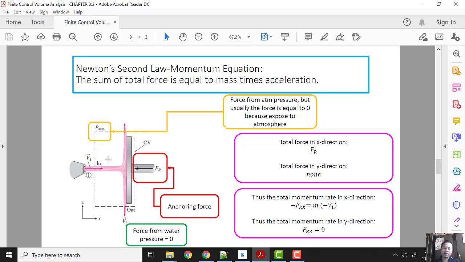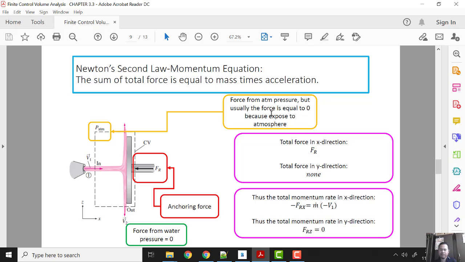Here we have a water jet. The water diffuses from the nozzle. The dot here is your control volume, the area that you're interested in studying. On the outside, the water jet is diffused to the atmosphere, PATM. So we consider the pressure involved in this problem to be equal to 0, since it is diffused to the atmosphere.